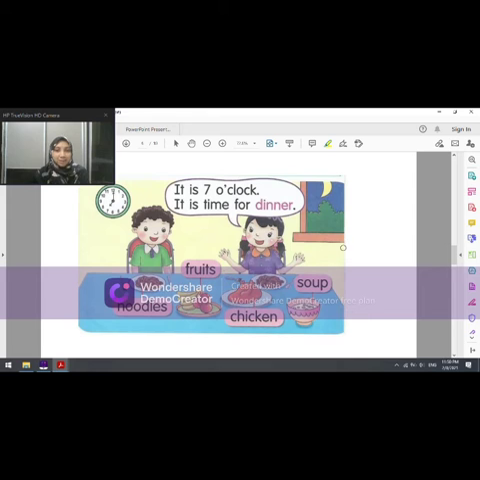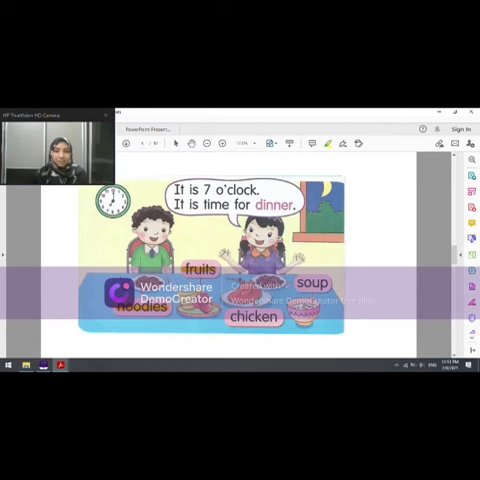Alright, next, look at all the food that are on the table. So first let's start with the first plate. We have noodles. Noodles in Malay is called mee. Second, we have fruits. A plate of fruits. We have banana and also apple. Fruits in Malay is called buah-buahan.